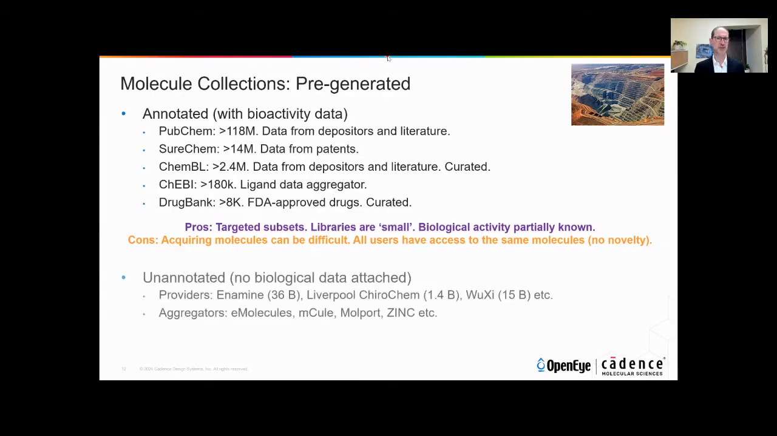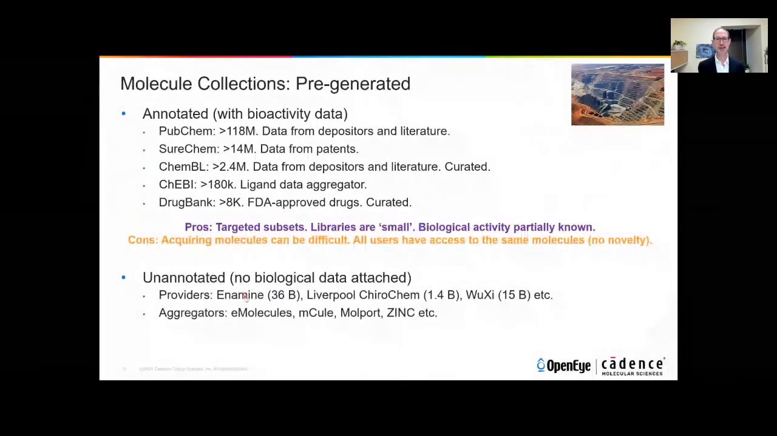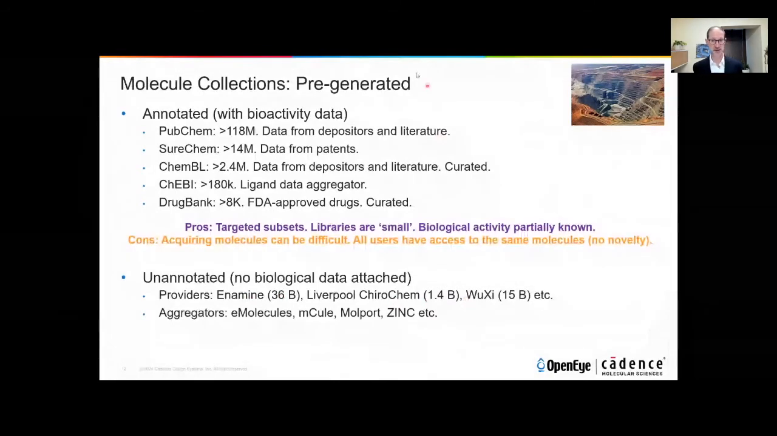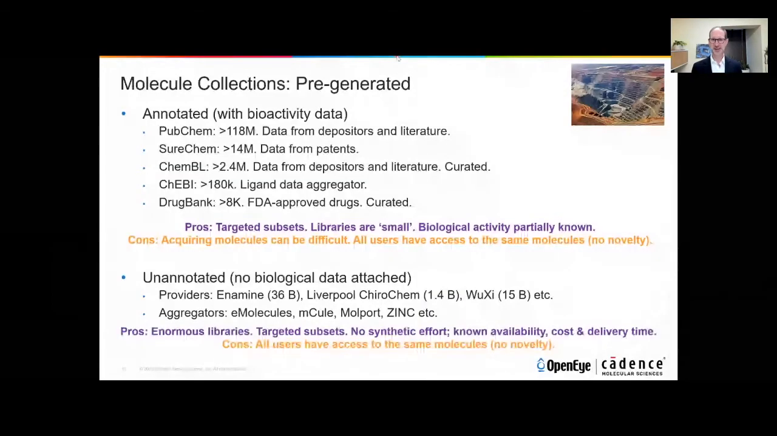The second kind of pre-generated collection, what I call unannotated. Here, there's simply a definition of the molecular structure and a molecular identification of some kind. These are the sorts of databases generated by vendors who I'm sure you're mostly familiar with: Enamine, Wuxi, Liverpool Chirochem, Otava, etc. So these databases are much larger, as you can see, into the billions or tens of billions and up, as I'll show in a moment. So these libraries, the size is both an advantage and a disadvantage, as you'll see in a second.